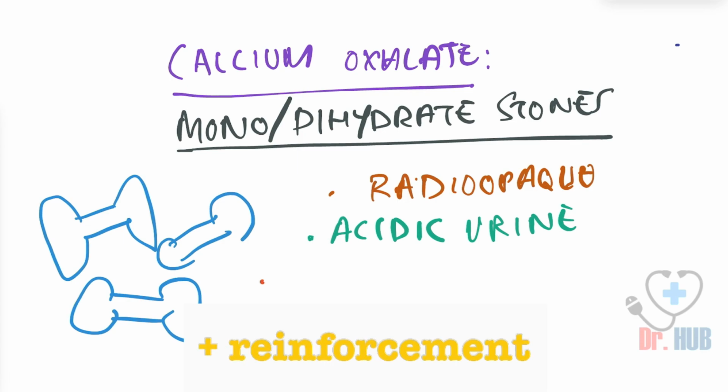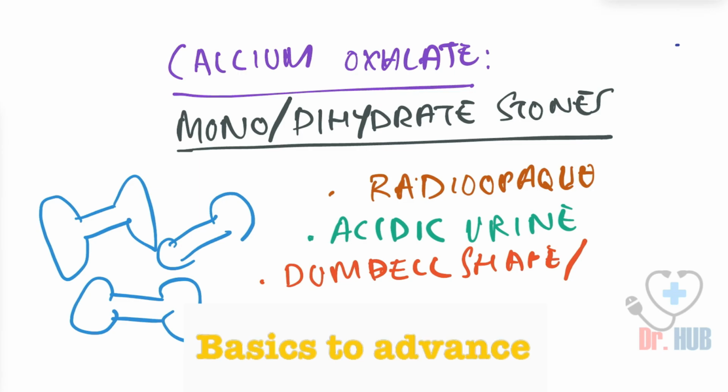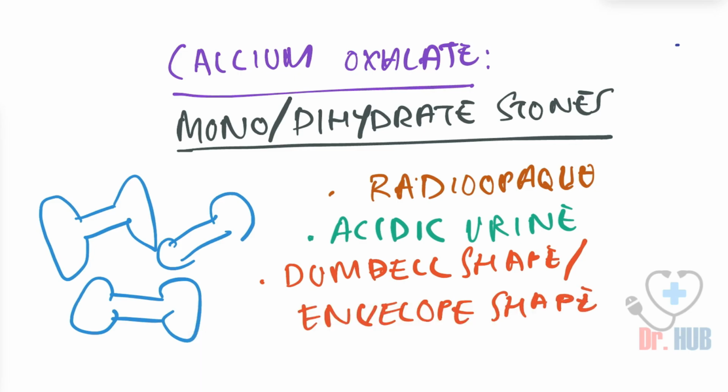As we already discussed, it is dumbbell shaped, as well as envelope shaped. It is the most common type of renal calculi.